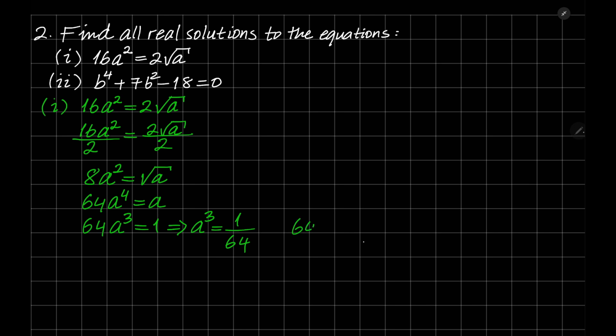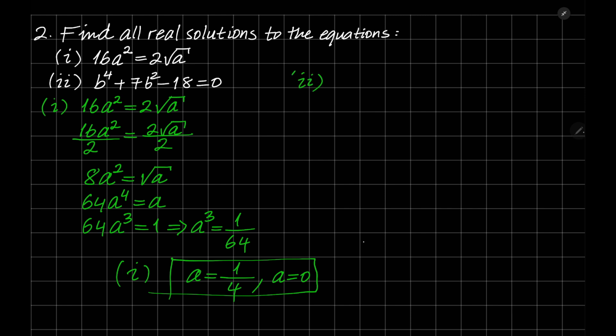We know that 64 is equal to the cube of 4. Then a is equal to 1 over 4. And also a equal to 0 is a solution. This is for the first part. a equal to 1 over 4 and a equal to 0. Now let's continue with the second part.